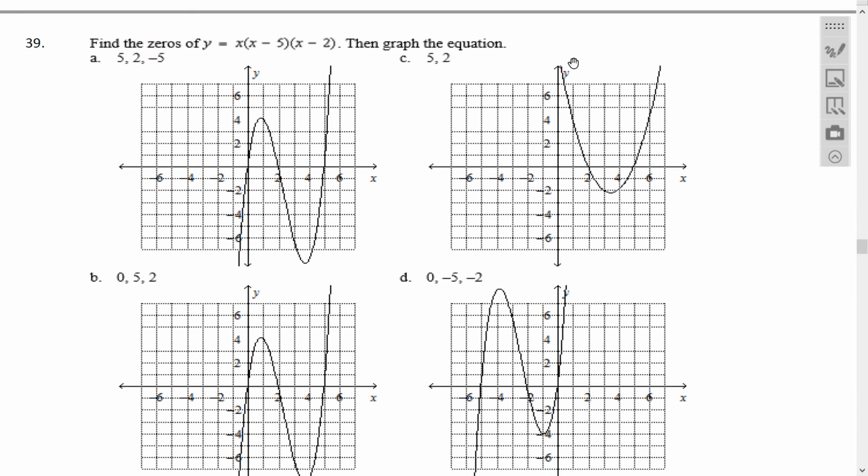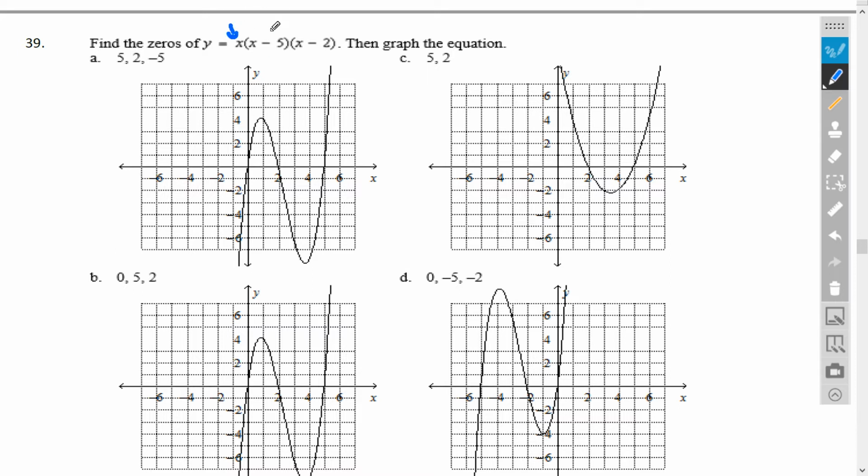Find the zeros, then graph. Okay, well the zeros are easy for this one. Each factor has a 0. So there's a 0 at x equals 0, there's a 0 at x equals 5, and there's a 0 at x equals 2. So we're looking for the one that has a 0 at 0, 5, and 2, so that's letter B, and you can see them, 0, 2, 5. You can see all of the zeros.